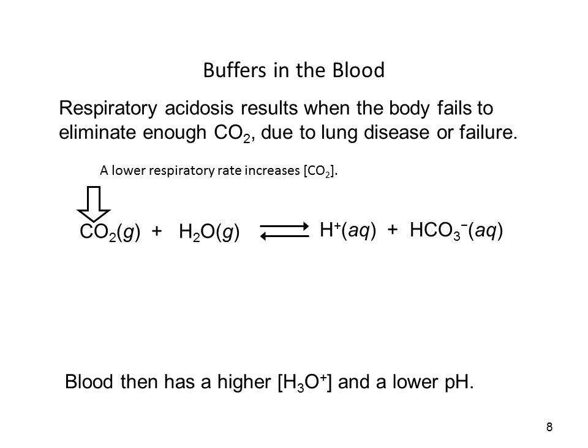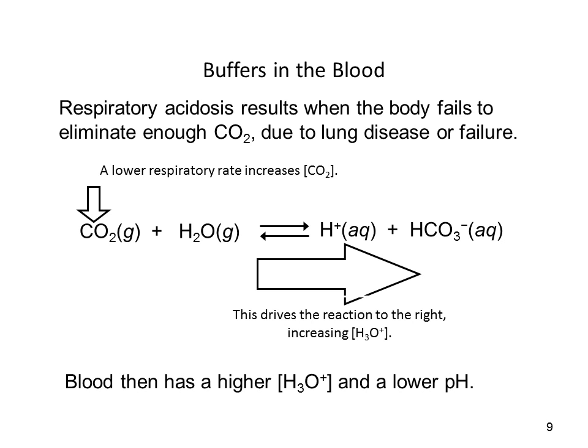Buffers in the blood can be overloaded, however. Let's look at respiratory acidosis. There's something called respiratory acidosis, which comes when you're not blowing out enough carbon dioxide. When you're not blowing out enough carbon dioxide, then the carbon dioxide levels start building up in your blood. When carbon dioxide levels start building up in your blood, well, then your proton concentration increases. That drives this reaction to the right, increasing your proton concentration, and your pH will become too low.